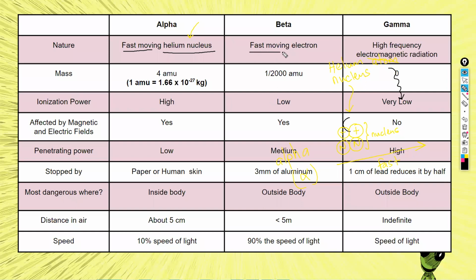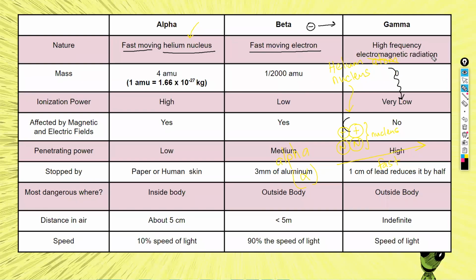Beta, I'm not going to give you a detailed explanation here. If you take an electron and make it move very, very fast, you see when sometimes atoms will spit out electrons, but they do it very, very fast. You just call that what? Beta. It is shot out.